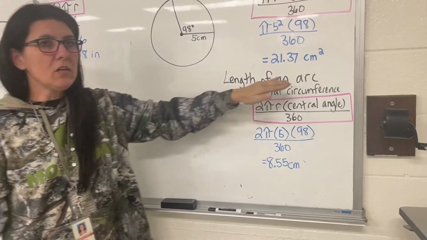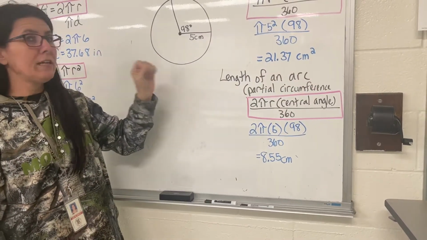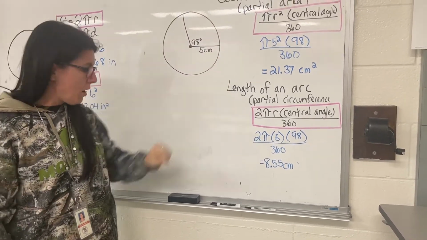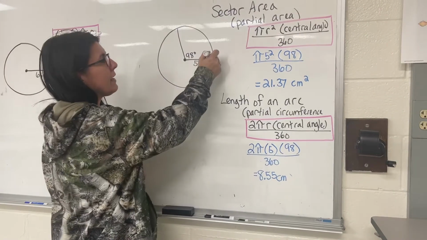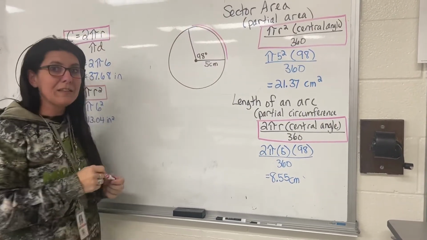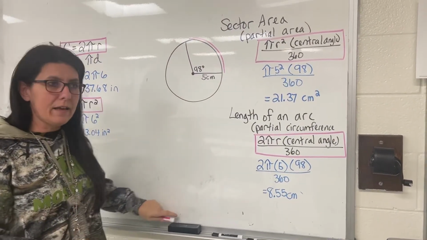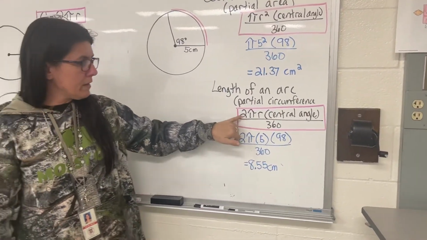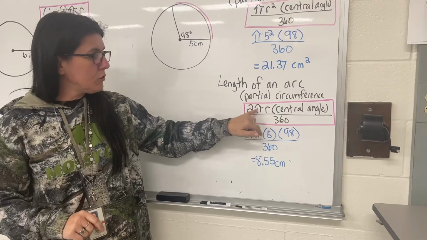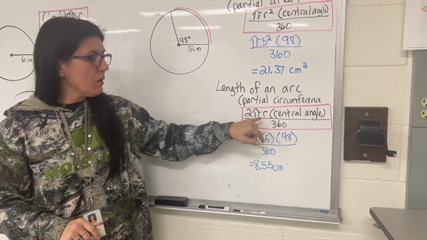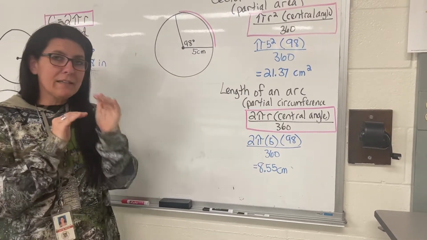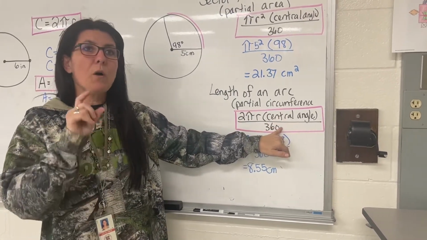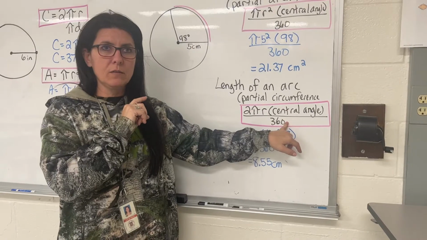So the length of an arc is a partial circumference. What I just did was find the length all the way around. A partial circumference is finding the length of this arc right here, the length, not the degrees, the length. So the formula for that is very similar to what I just explained. The whole circumference is 2 times pi times the radius. To figure out that part, we're finding that fraction. The central angle over 360 is part of that whole circumference, which should make sense to you.